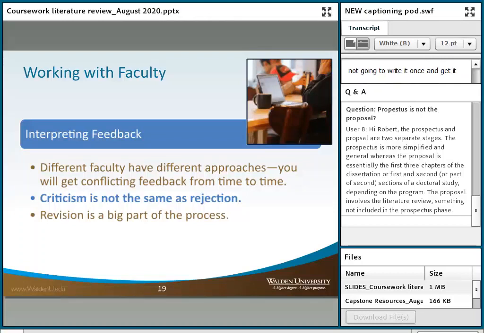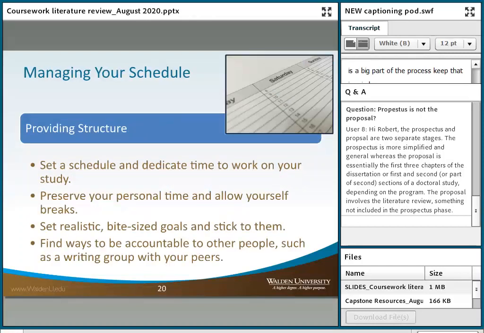Interpreting feedback. Different faculty have different approaches, and so you're going to get conflicting feedback from time to time, and that's going to feel incredibly frustrating. What I do when that happens is I close my computer and I take a day or two, and I just let that frustration be. And eventually it will dissipate, and I can open it back up and go back to the feedback.